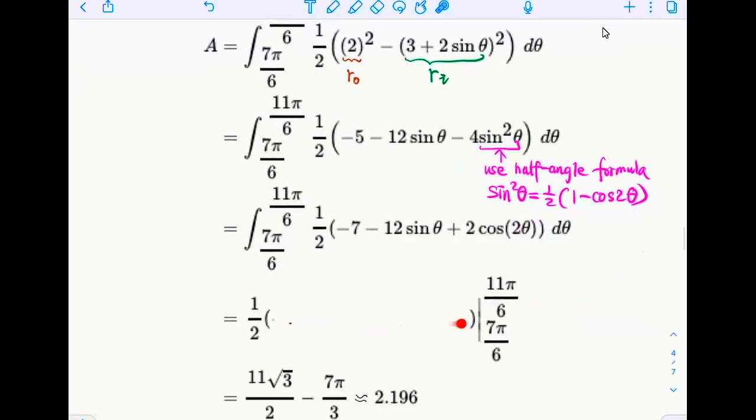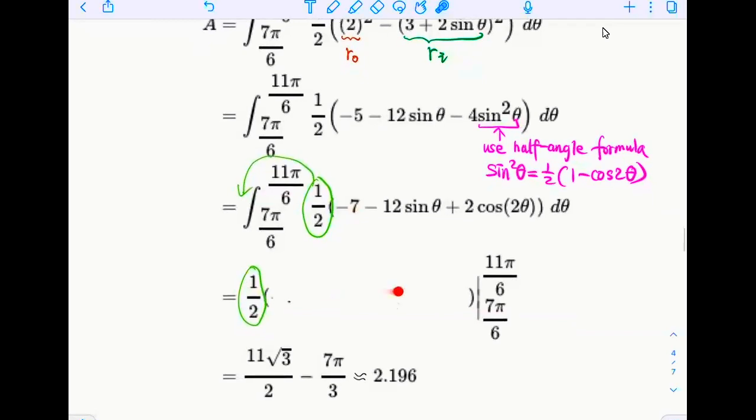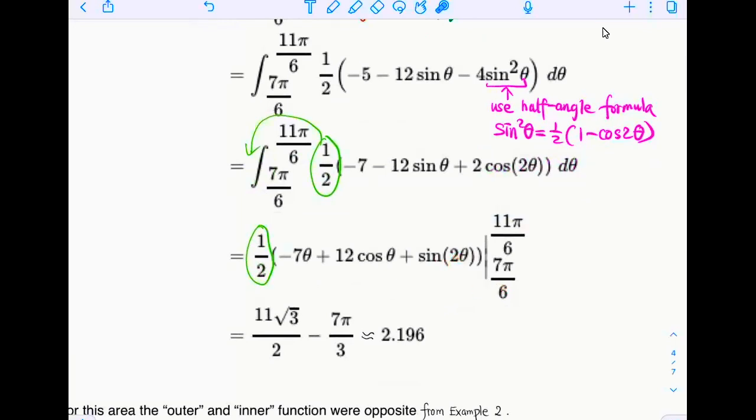Now let's find the antiderivative. We can take this 1/2 outside and bring it in front. So you got this, and then we find the antiderivative of each term. For this one, that is -7 theta, and this is positive cosine theta, and the antiderivative of this is sine 2 theta. And then evaluating, the answer is about 2.196.